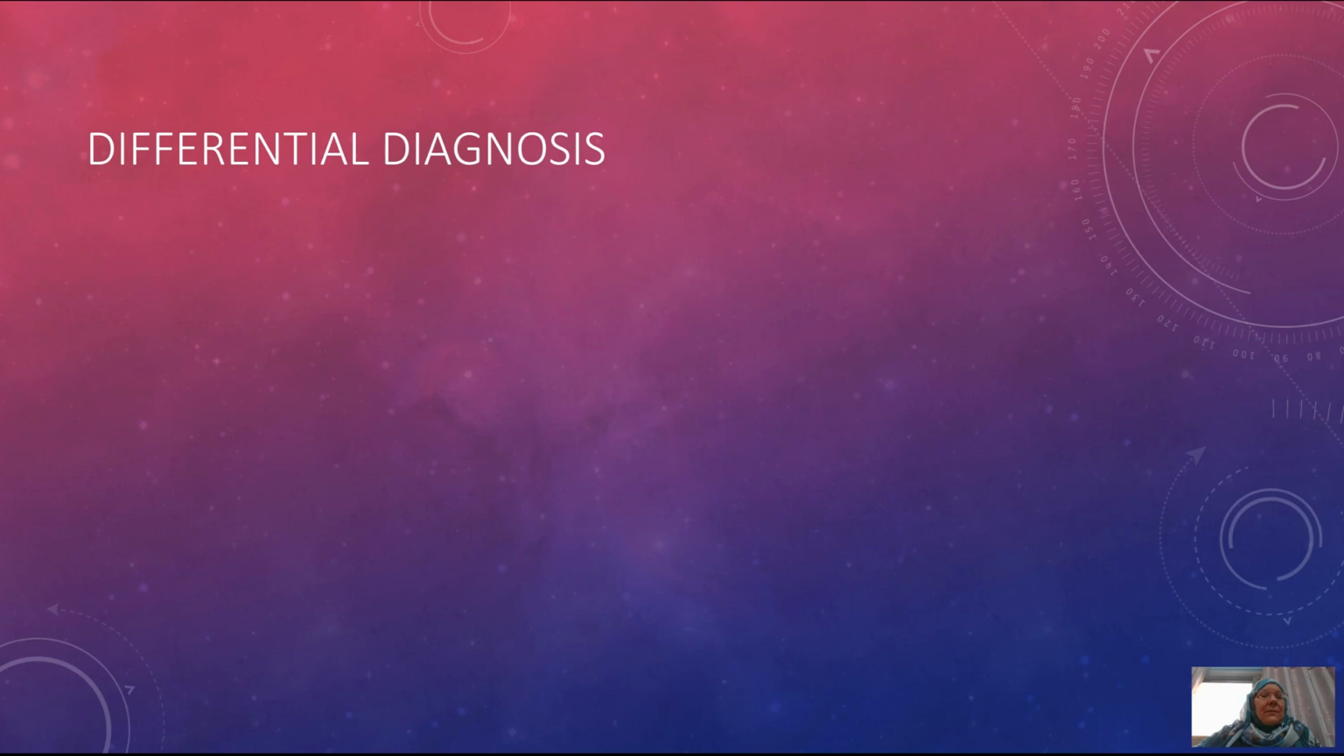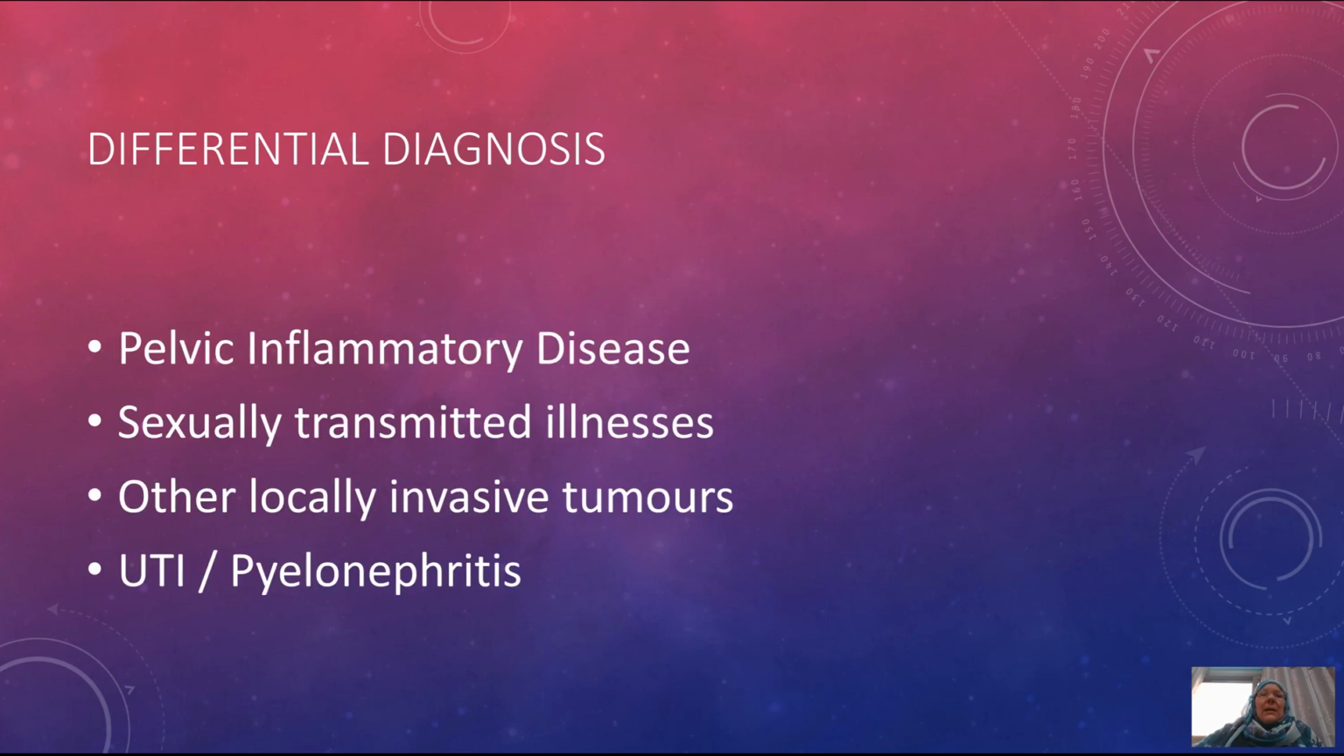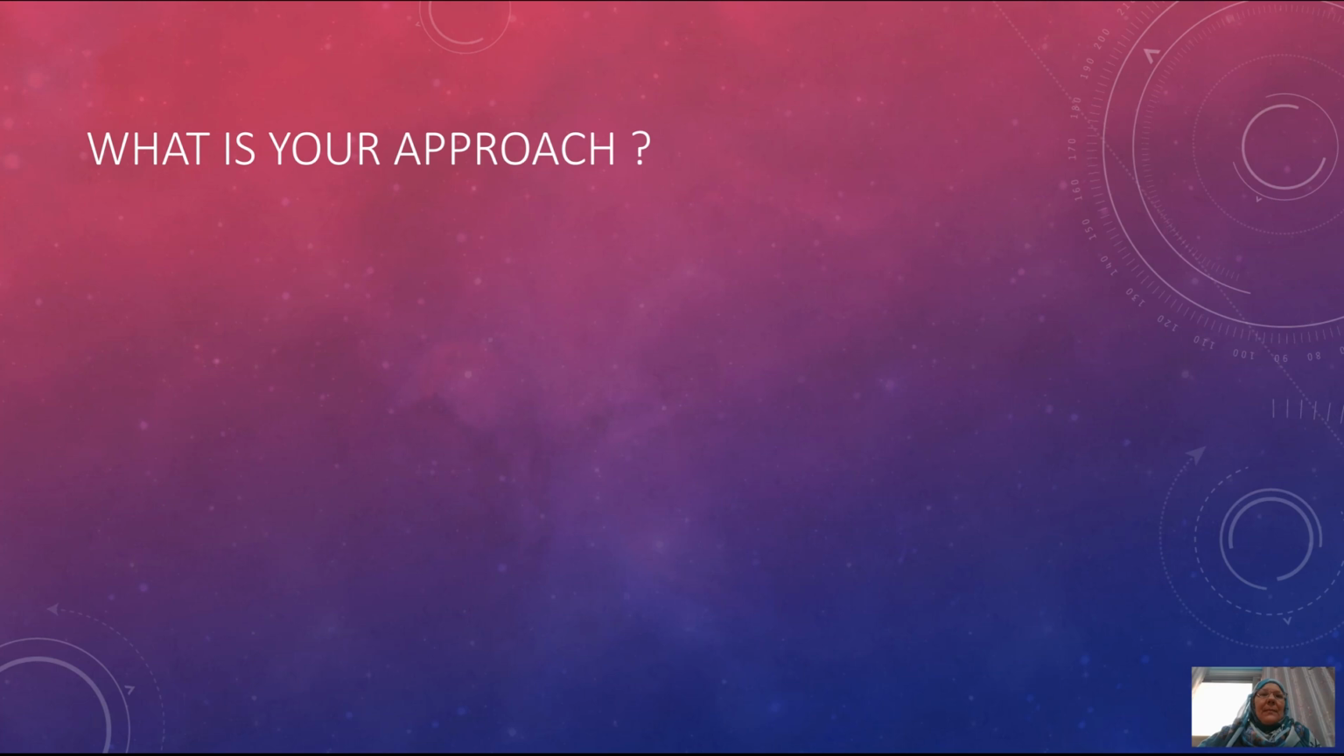What are possible differential diagnoses when women present with such symptoms? So, common differential diagnoses are pelvic inflammatory disease or the sexually transmitted infections, and these have to be excluded when women present with postcoital bleeding or with abnormal vaginal bleeding. Other invasive tumors or UTI and pyelonephritis can also be on the list of differential diagnosis.